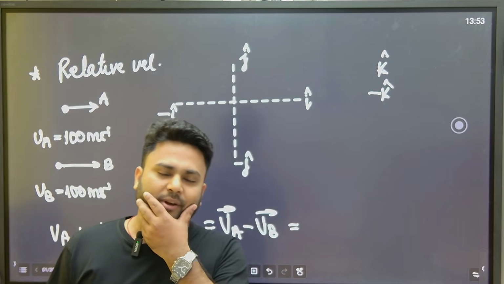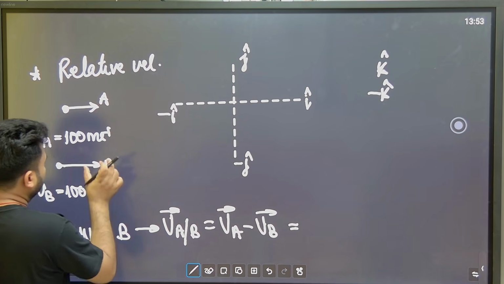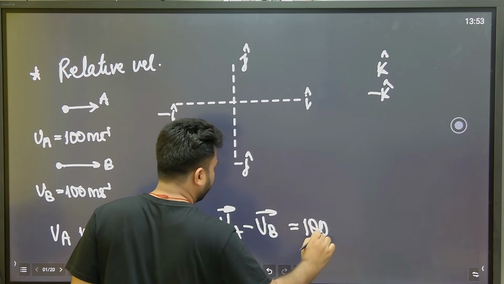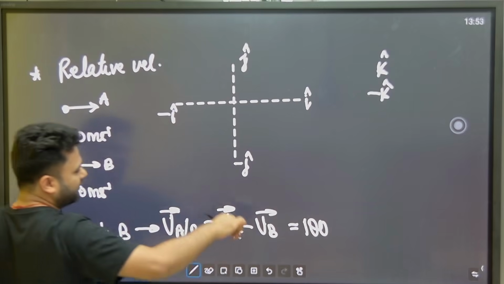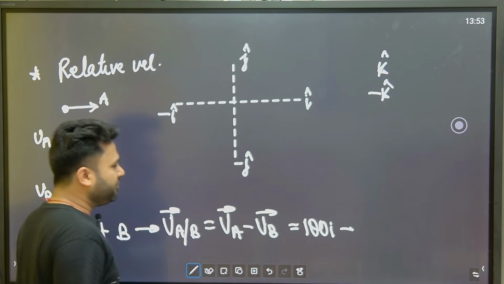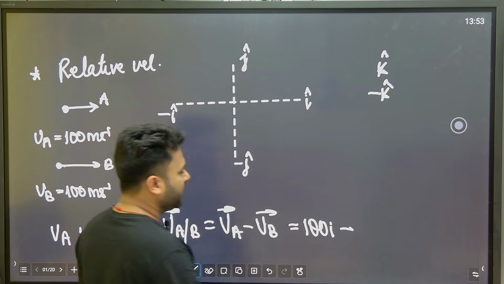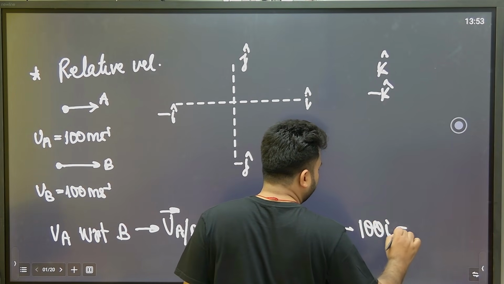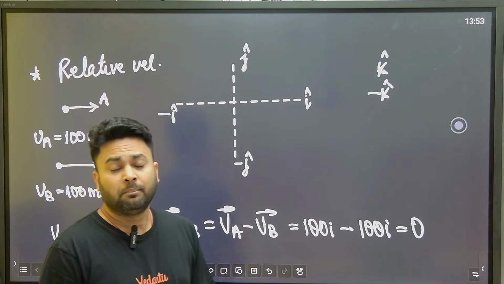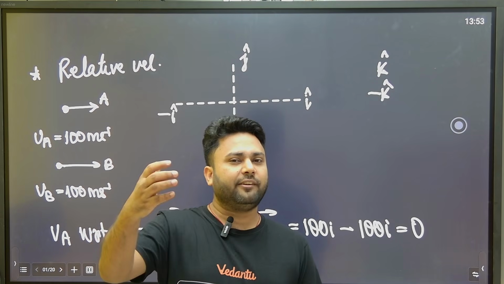Now since velocity is a vector quantity, you have to take care of the direction also. Like if I write VA minus VB, what is the magnitude of the velocity? The magnitude is 100. And train A was moving in which direction? This direction, i cap. So 100 i cap minus velocity of B. B was also moving with 100 meter per second in direction i cap. So 100 i cap minus 100 i cap is 0, meaning from B's point of view, the velocity of A will be 0.